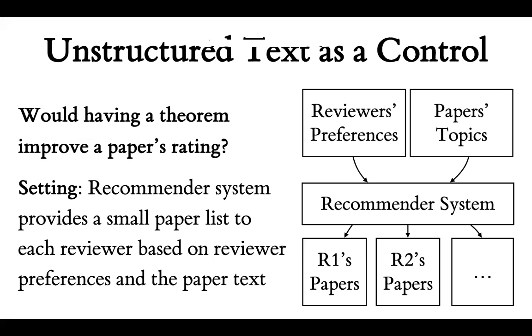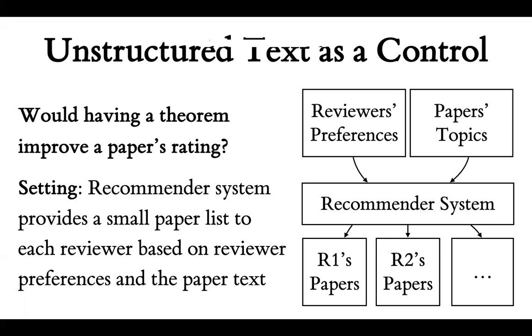So the bottom line is controls are used in experiments. Controls are used when you assume no unobserved confounding, and controls are used even in the case of quasi-experiments. Now what I'm going to jump to is that there are many situations where you want to control for text. So let me give you an example of one such situation.